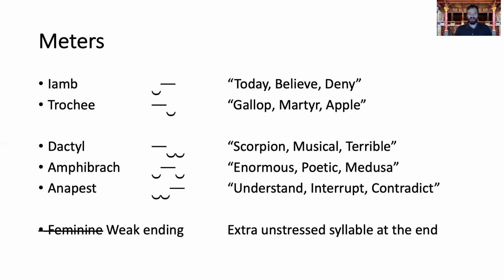At the very end, the most famous line, perhaps in all of Shakespeare, is not a regular iambic pentameter, right? It goes, to be or not to be, that is the question, right? There's another little syllable at the end, an unstressed syllable. That has been in the past called a feminine ending, but that is ridiculous because it implies that women are weak. So it's now just called the weak ending, right? Which is an extra unstressed syllable at the end.